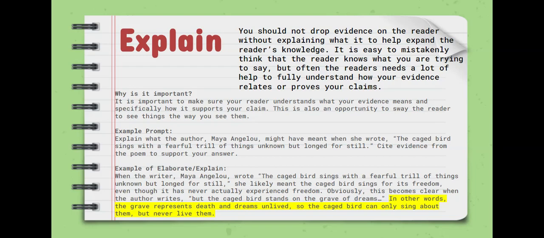Restating the question. When the writer Maya Angelou wrote, "The caged bird sings with a fearful trill of things unknown but longed for still," answering the question, she likely meant the caged bird sings for its freedom, even though it has never actually experienced freedom. Citing evidence. Obviously, this becomes clear when the author writes, "But the caged bird stands on the grave of dreams." Explain. In other words, the grave represents death and dreams unlived, so the caged bird can only sing about them but never live them.